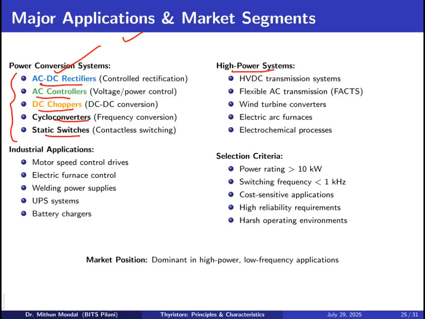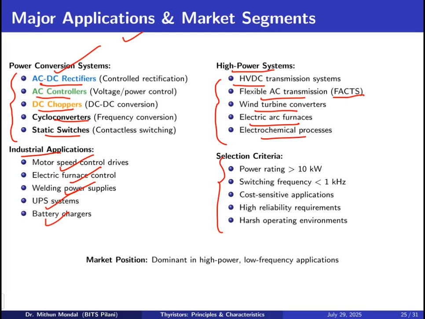In high power application systems, in HVDC, high voltage DC transmission system, or FACTS devices, which is flexible AC transmission system, wind turbine converter, electric arc furnaces and electrochemical processes. Thyristors are also used in industrial applications, in motor speed control drives, electric furnace control, welding, power supplies, UPS system and battery chargers.